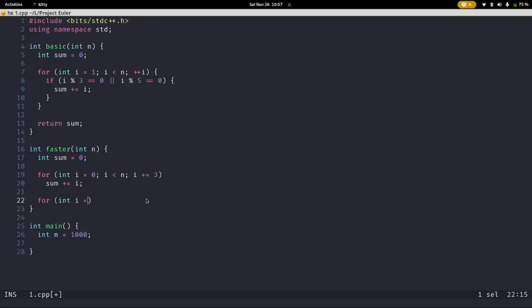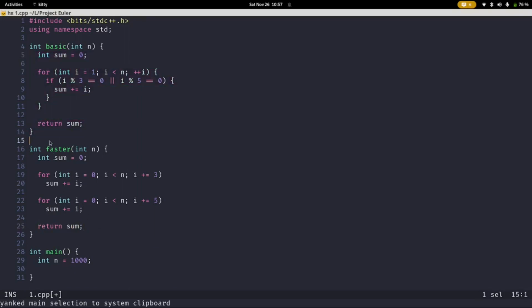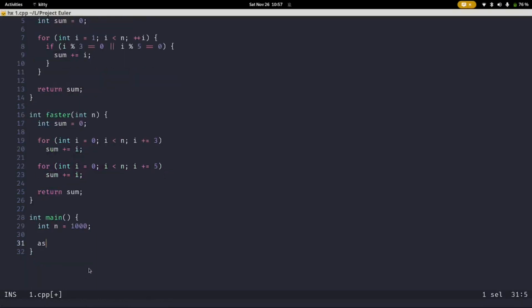Same thing we can do for 5. All the multiples of 5 occur at a distance of 5, so we can just increment i by 5 and add that to the sum. We can return sum. Now we know for a fact that the basic function is correct, so we can test the correctness of this function. For that, we'll just assert if basic of n is the same as master of n.